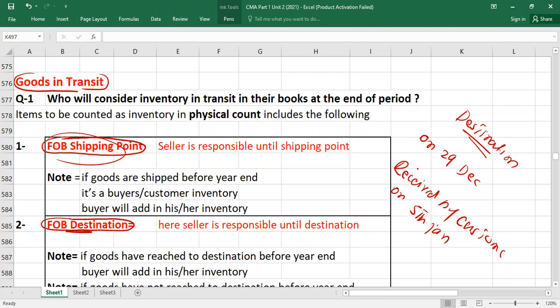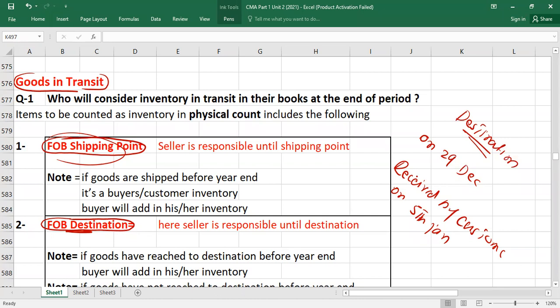But if goods reached the customer before year end, then it doesn't matter. It's not in transit. You received it already. It's customer inventory. Understood? So the point is: when are risk and rewards going to be transferred? In the shipment point, risk and rewards will be transferred at the time of shipment. In the destination point, risk and rewards will be transferred at the destination.